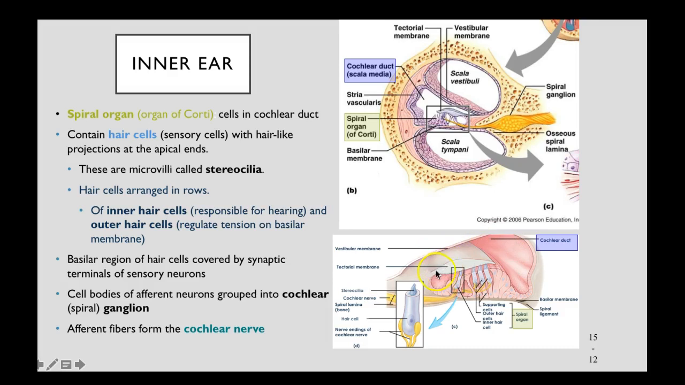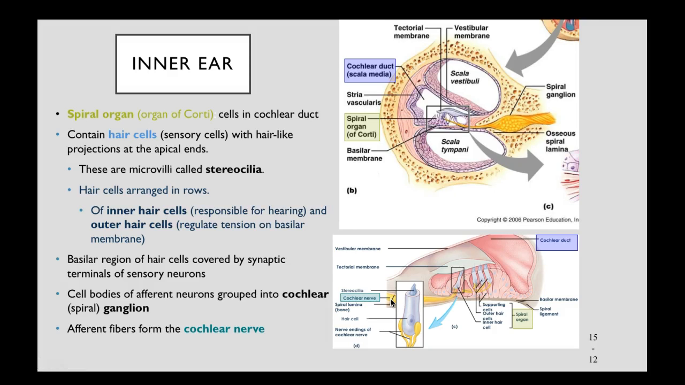it pushes down on this structure known as your tectorial membrane. The tectorial membrane will then push upon the stereocilia on the hair cell, and that sound is transmitted through to our cochlear nerve that contains afferent fibers.